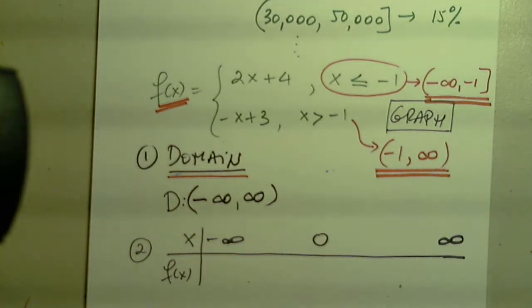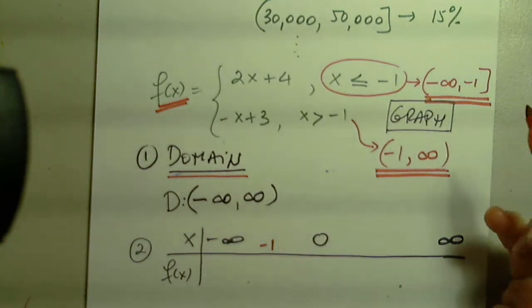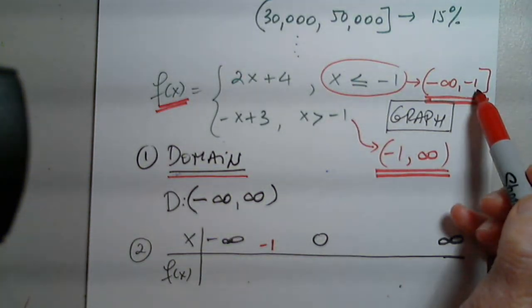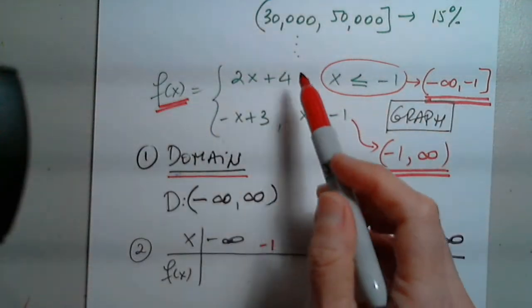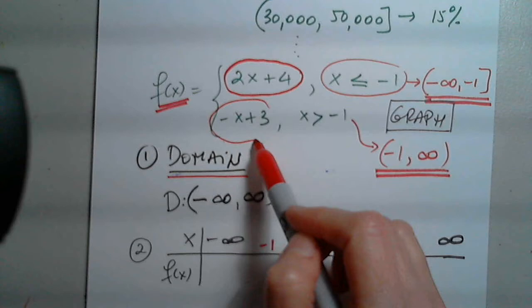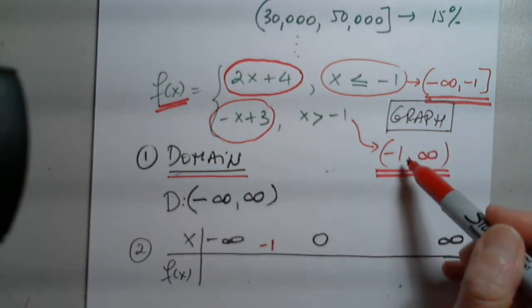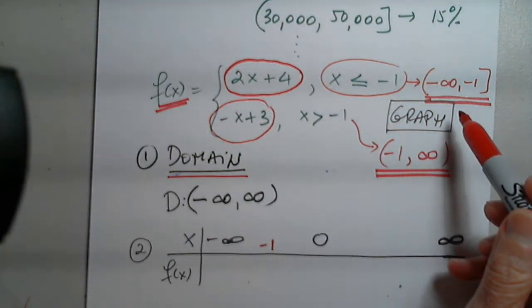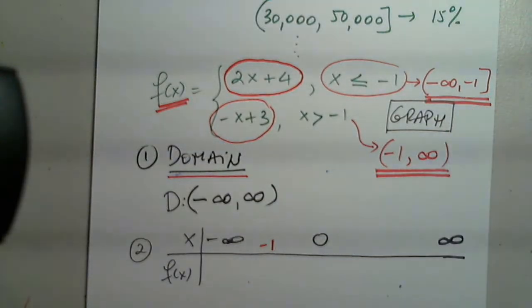And the key X value is... Would it be -1? Of course. Why? Because something happens at -1. The function changes from this to this precisely at -1. Great job.